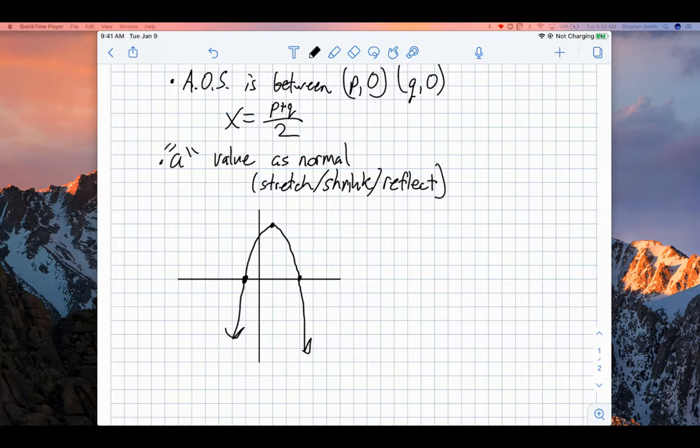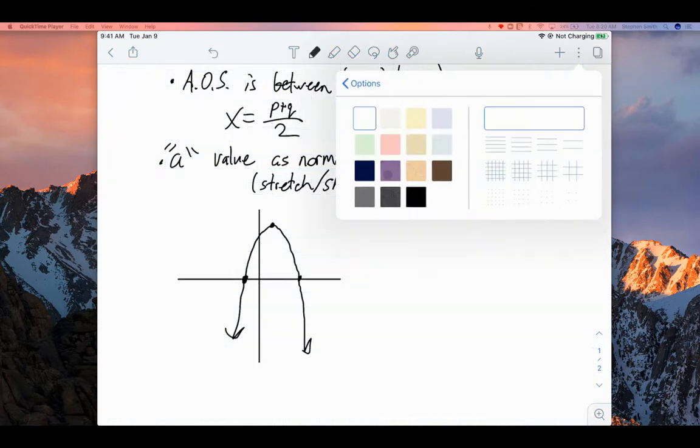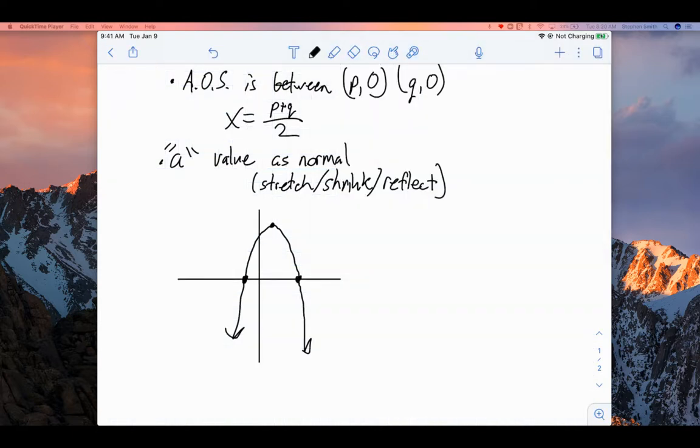I guess let's get rid of the paper, that way we don't have any exact values. This point would be p comma 0. This point would be q comma 0. This is our axis of symmetry. It's going to be x equals p plus q divided by 2. And those are really the only three things that we have out of intercept form: whether it opens up or down based on the a value, the two intercepts, and we can find the axis of symmetry.